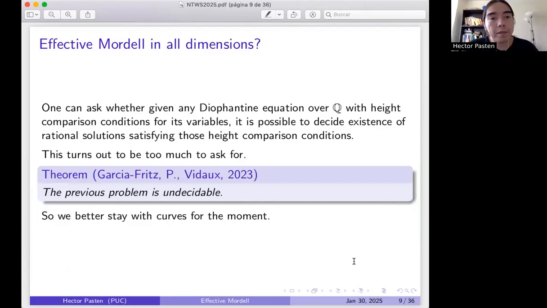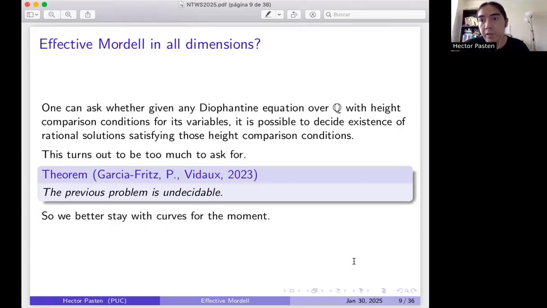Then, well, one can always get more ambitious, right? So I can ask whether, given a Diophantine equation in many variables defined over Q, and I put some comparison of height conditions, like for instance, the first coordinate I want to be simpler than the second coordinate. So the height of the first coordinate is less than or equal to the height of the second coordinate. Conditions of this sort. So I get my Diophantine equation with a bunch of conditions comparing the heights, and I can ask, can I decide the existence of a rational solution satisfying all these conditions?